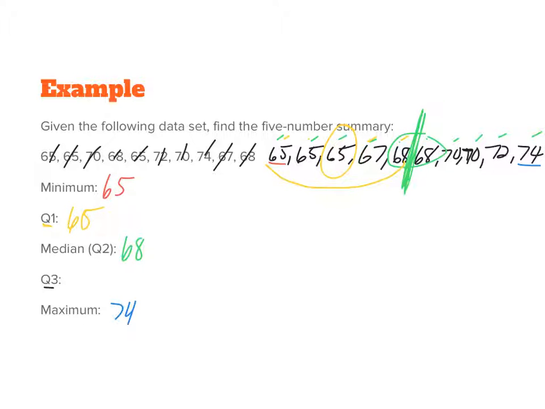For quartile 3, again, I'm going to do the same thing, but to the numbers to the right of my median. So I'm going to take everything to the right there, check off each side until I get to the middle, giving me a quartile 3 value of 70.